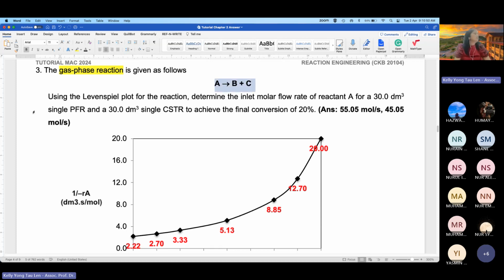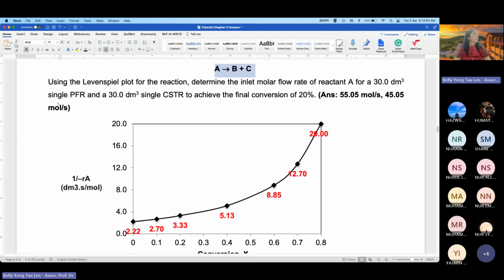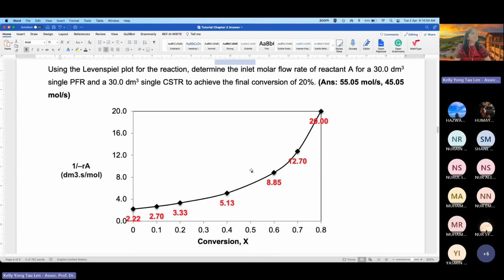Using the Levenspiel plot for the reaction, so this is your Levenspiel plot as given here, determine the inlet molar flow rate of reactant A. So the question starts with telling you what they want. Again, if you remember, there are certain variables that are very important for you to really remember, understand, and know what they are.